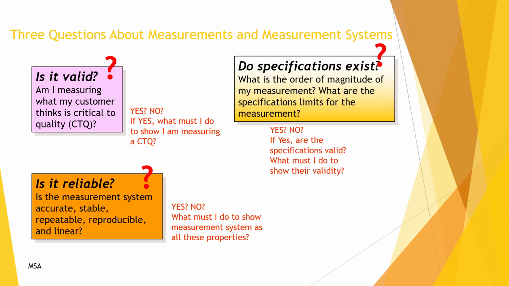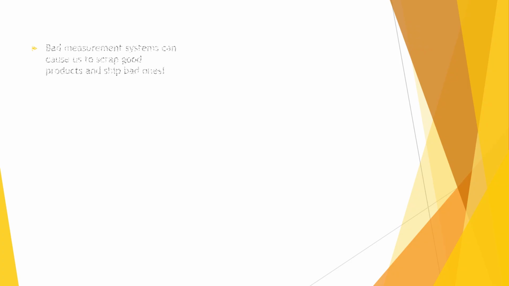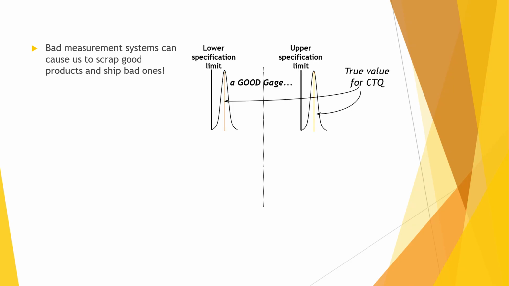Do specifications exist? What is the order of magnitude of my measurement? What are the specification limits for the measurement? Yes, no. If yes, are the specifications valid? What must I do to show their validity? Answering these questions is at the heart of the measure phase. Bad measurement systems can cause us to scrap good products and ship bad ones.